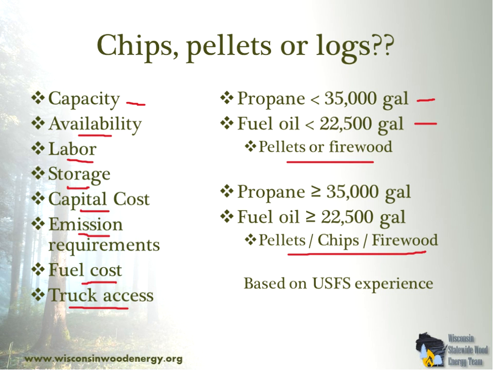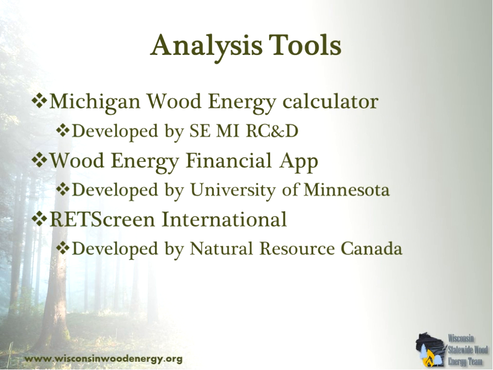The U.S. Forest Service has been doing projects like this for quite a number of years, and one of their recommendations is if you're using less than 3,500 gallons of propane or 2,250 gallons of fuel oil, and that's about 3 billion BTUs of energy per year, pellets or cordwood is probably your best bet. If you're greater than that, then it could be any of the three. And just for reference, this 3,500 gallons is about 200 tons of wood pellets, or I think about 150 cords of wood, roughly, just to give you an idea what that size requirement is.